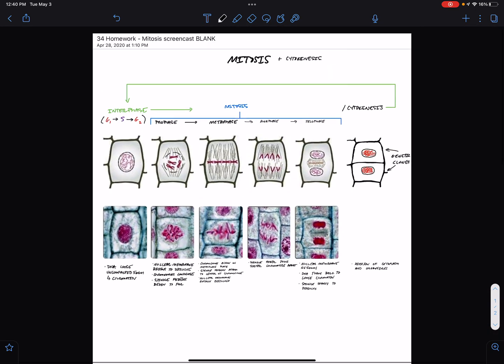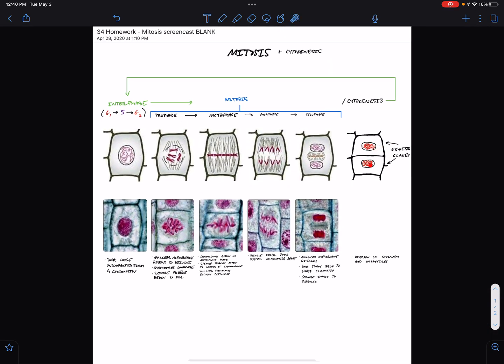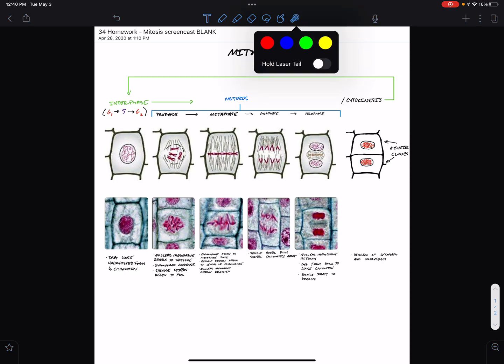And then ultimately, we have two cells that are genetic clones of one another. And these independently can enter back into interphase, where they might go through these three phases again and divide, or they could enter the G not phase, where they are not dividing anymore.